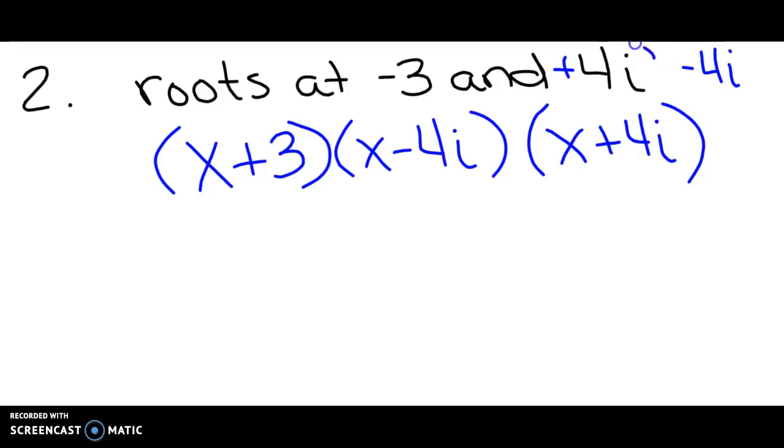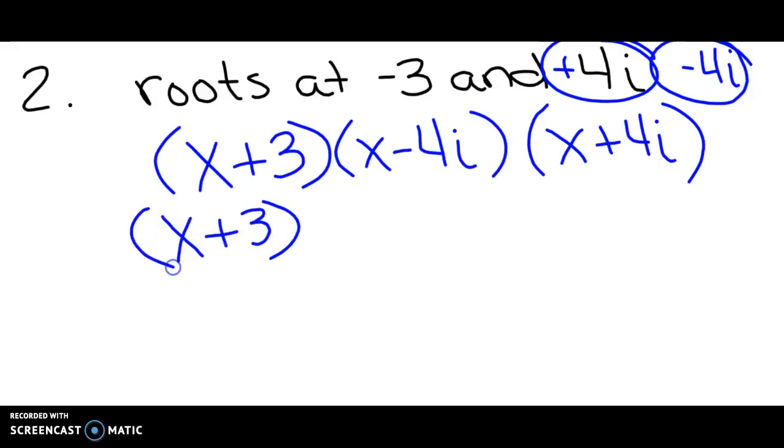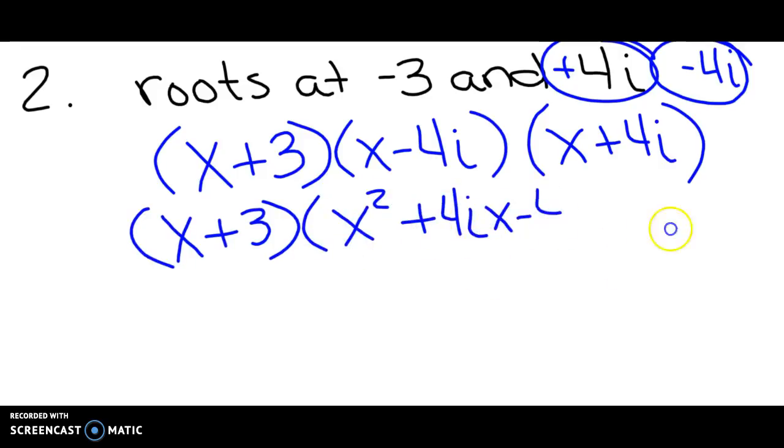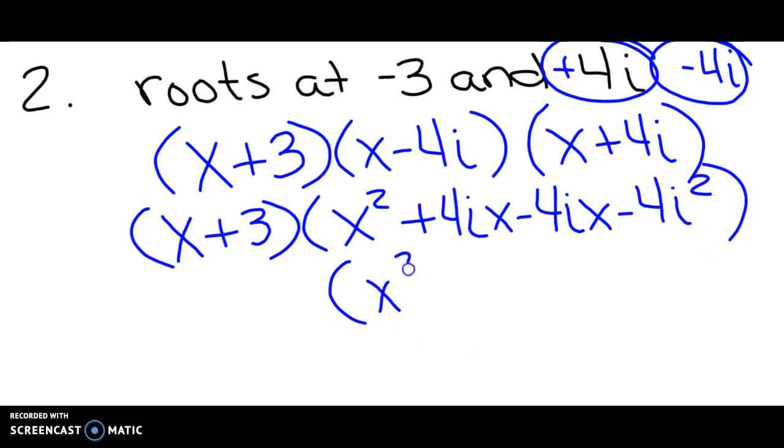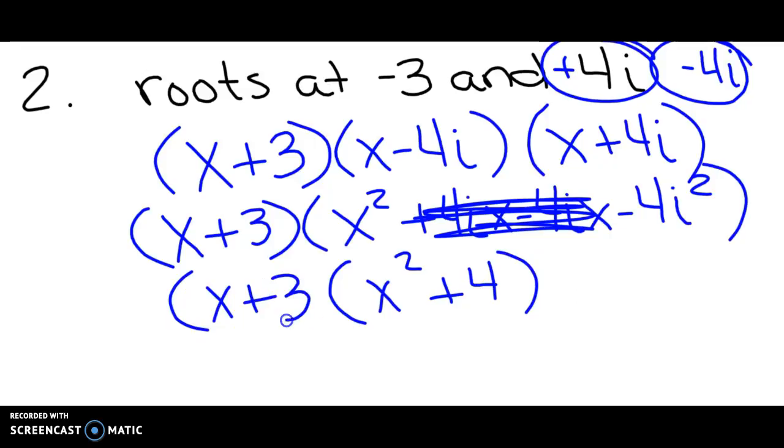Remember, imaginary roots or irrational roots have to travel in pairs. All right, so I'm going to multiply my conjugates first because that's going to make life a lot easier. So I get x squared plus 4ix minus 4ix. I is a number, so we always put that before the x. And then minus 4i squared. All right, that's going to turn into x squared. These two go away. Plus 4. And then this is x plus 3.